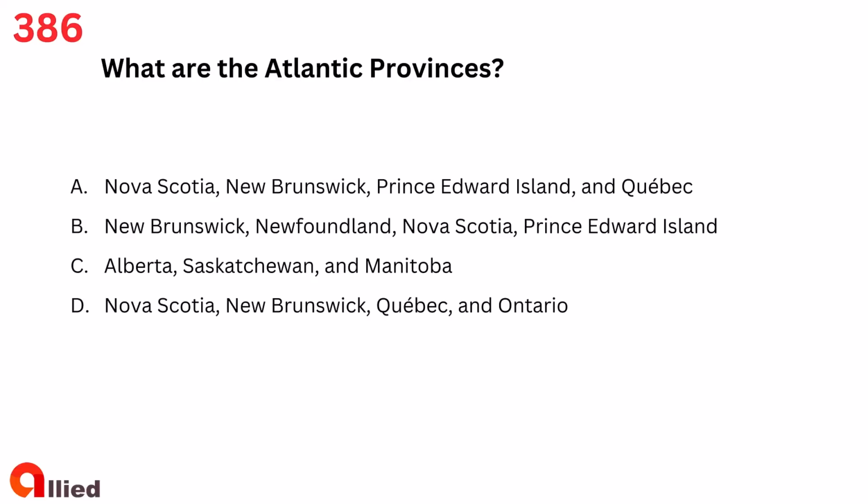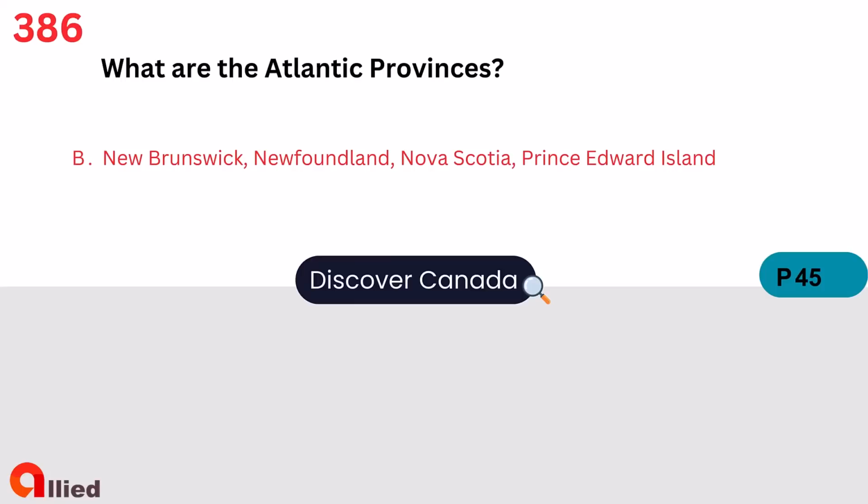Question 386. What are the Atlantic provinces? A. Nova Scotia, New Brunswick, Prince Edward Island, and Quebec. B. New Brunswick, Newfoundland, Nova Scotia, Prince Edward Island. C. Alberta, Saskatchewan, and Manitoba. D. Nova Scotia, New Brunswick, Quebec, and Ontario. The answer is B. New Brunswick, Newfoundland, Nova Scotia, Prince Edward Island.